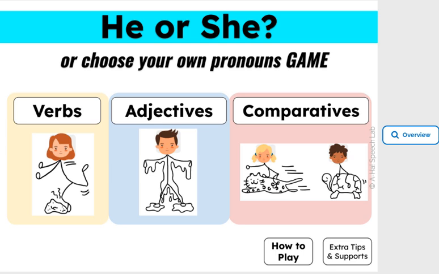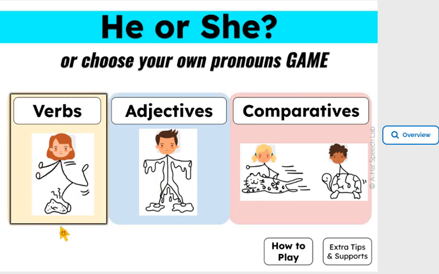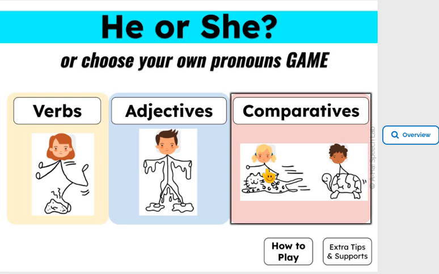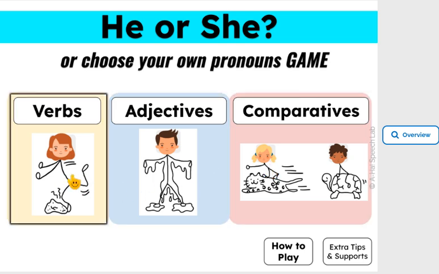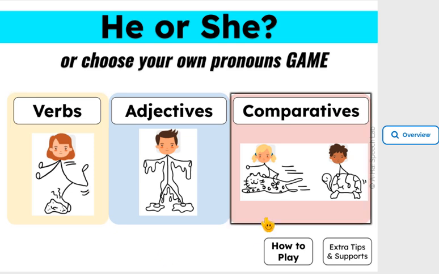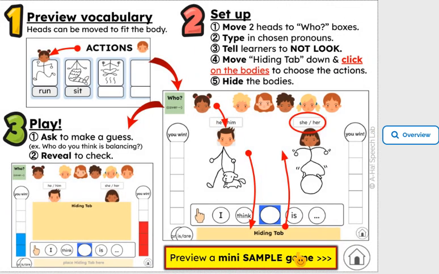So this is a competitive game for 2 players or 2 teams, and there are actually 3 versions inside this one deck. One's with verbs, another with adjectives, and another one with comparative sentence structures. The main objective of this activity is pronouns, but students will have opportunities to work on vocabulary and also comparative syntax. Okay? So down here you'll have instructions on how to play, which I will go over in this tutorial.